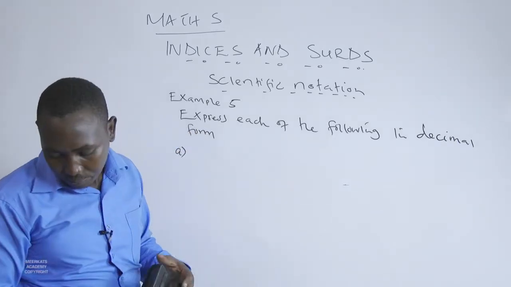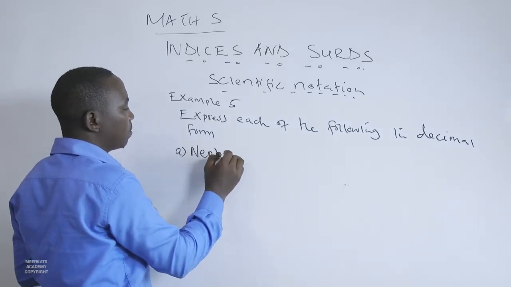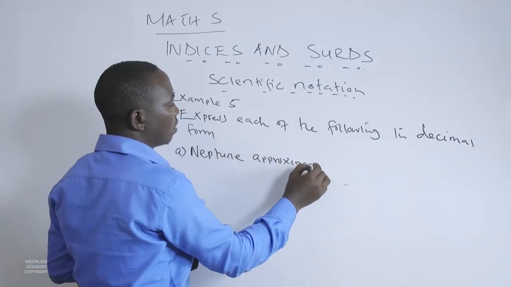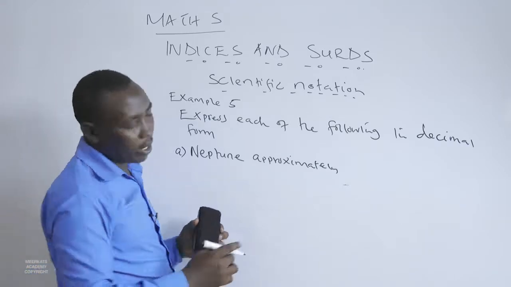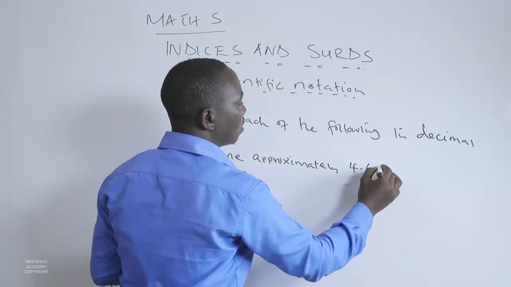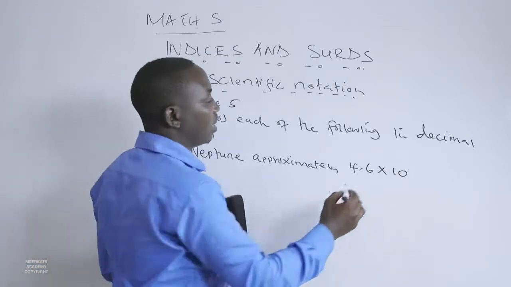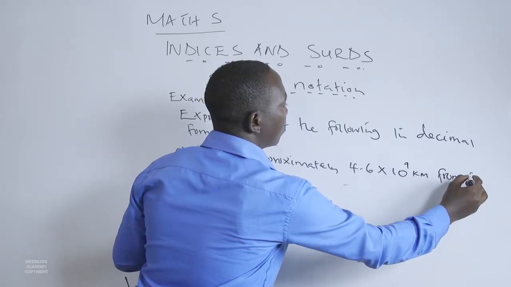Number 1, we have Neptune, which is approximately 4.6 multiplied by 10 raised to 9 kilometers from Earth.